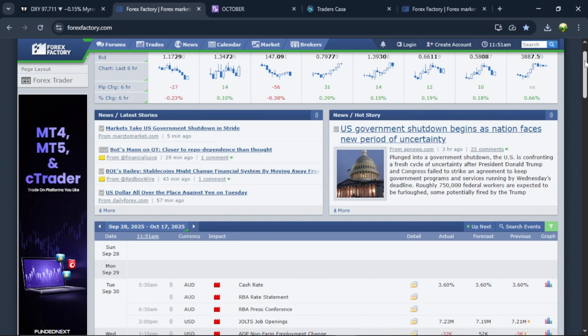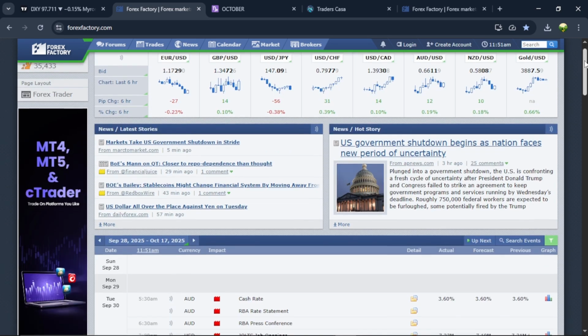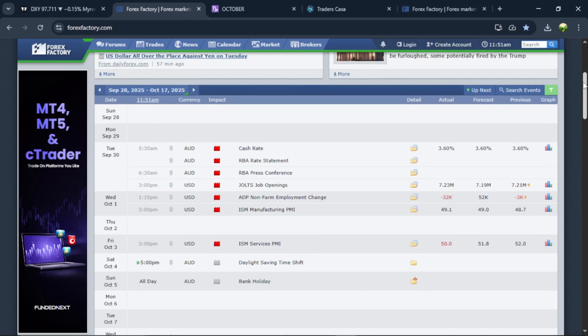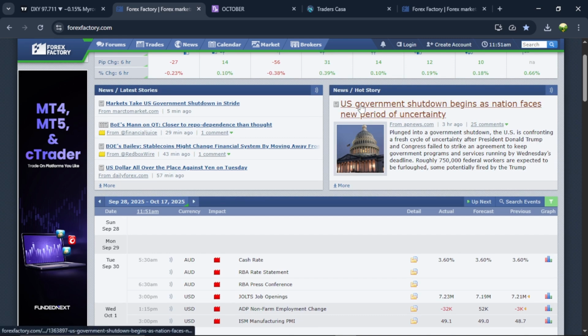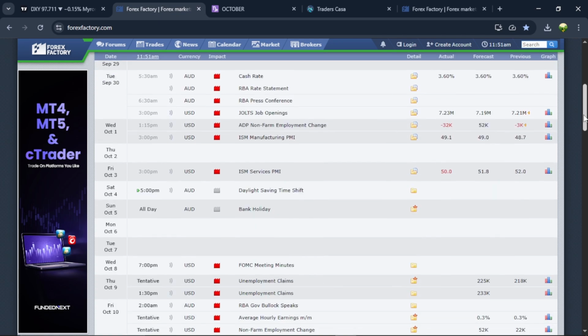So we just ended the NFP week of the month, because the first Friday of the month is supposed to be NFP Friday, right? But look at this headline: US government shutdown begins as nation faces new period of uncertainty. So with the US government being shut down, NFP was moved to the other week.